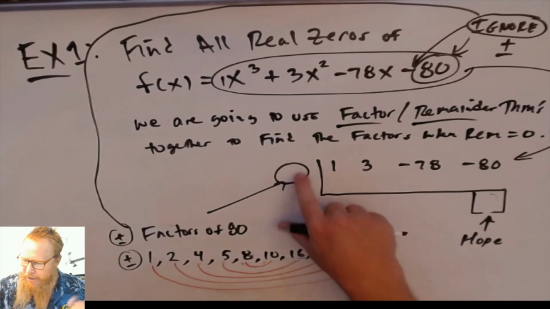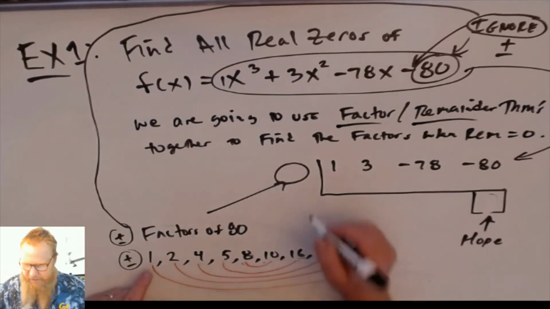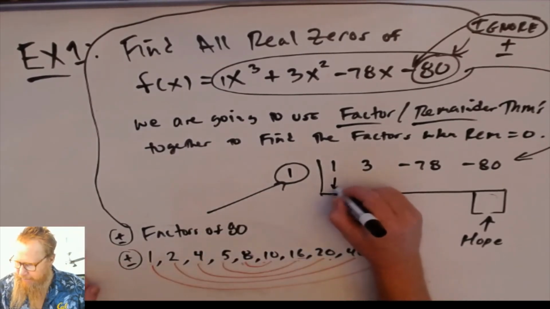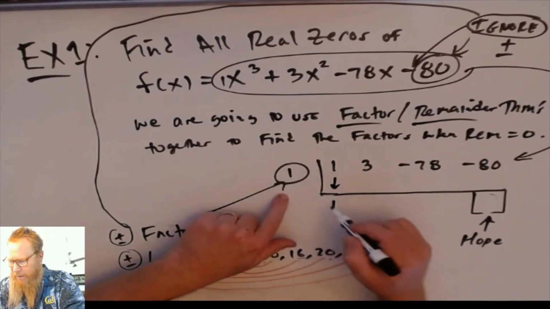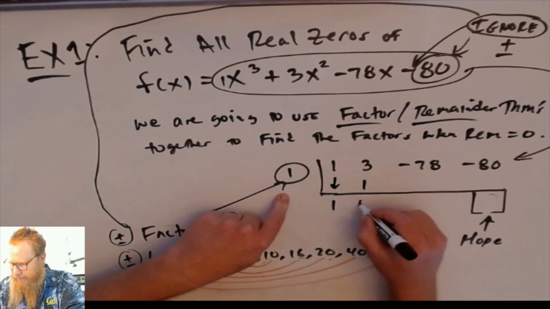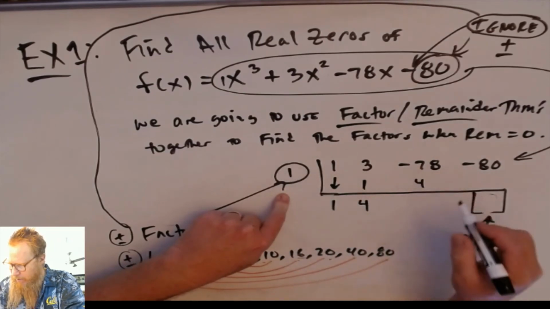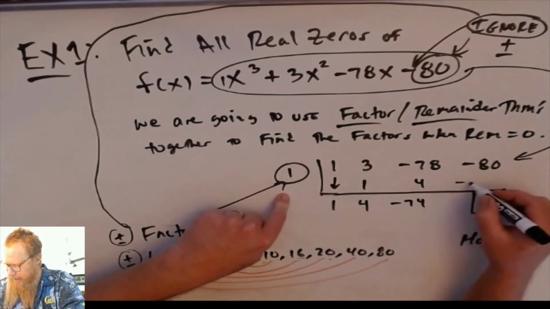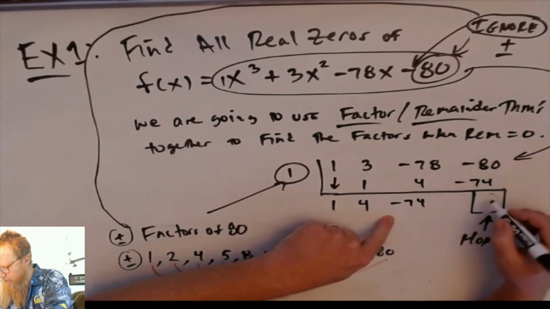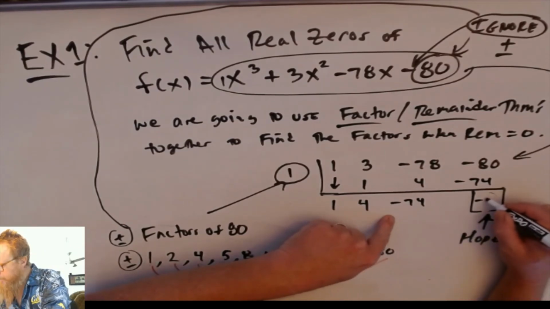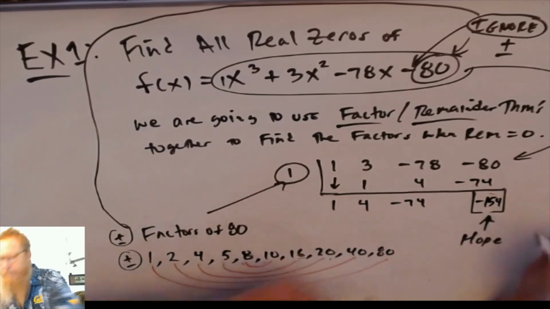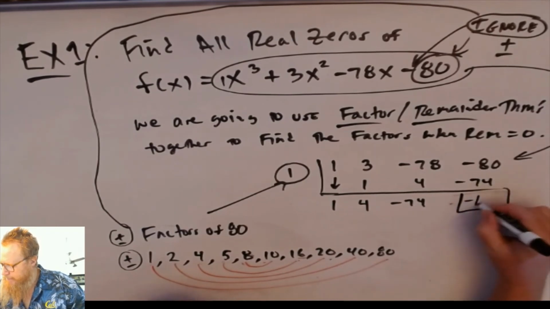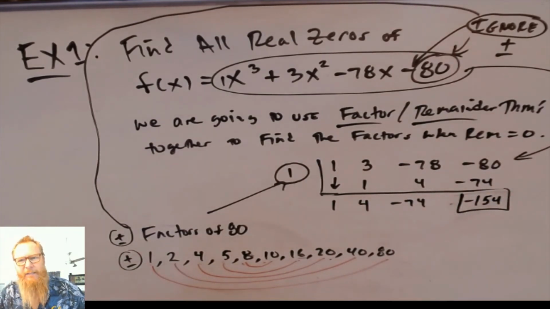All right. So just pick a number and start with it. I don't care where you start. I usually just start with 1. You can start with any number you like if you have a feeling about it, and then just go for it. 1 times 1 is 1. 3 plus 1 is 4. 1 times 4 is 4. Negative 78 and 4 is negative 74. And 1 times negative 74 is negative 74, and that's negative 154. Yeah, which is not 0. I was hoping to get 0, but it's not 0.